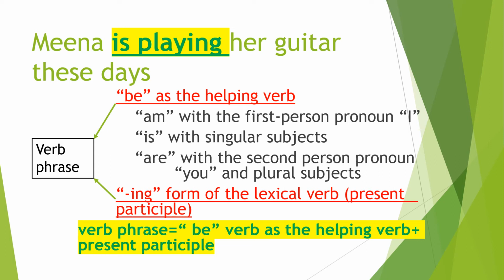Do you know what happens to the lexical verb here in this tense? It deviates from the dictionary form or the verb stem just to form the present participle, what we informally call the ing form. For example, Meena is playing her guitar these days.